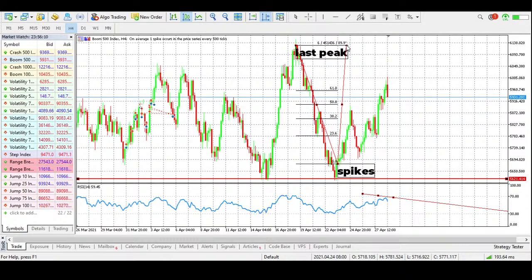Even if it's going to do that, it doesn't do that in one shot. It's going to hit between 38.2, 50, 61.8, 23.6. So from 23.6 to 61.8, I believe the spike is going to retrace up to that level, then come back down again before it goes up.